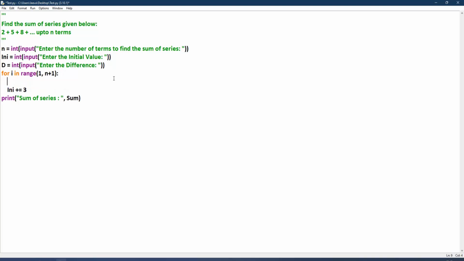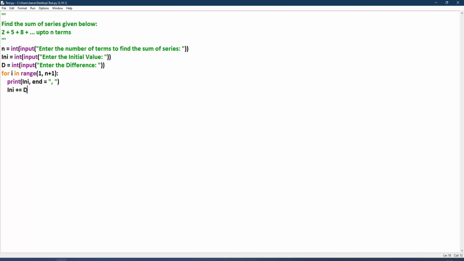So I shall print value now as ini, and then if I need to print in the same line, I take the help of end equal to with one comma and space. This I won't be required. And every time we need to add d instead of this 3. So I add this here.